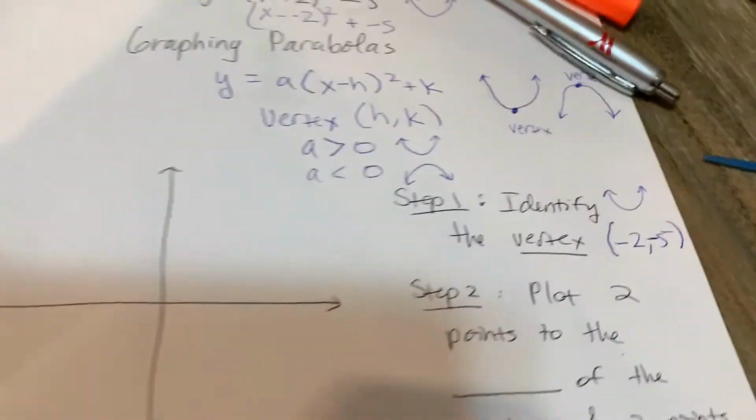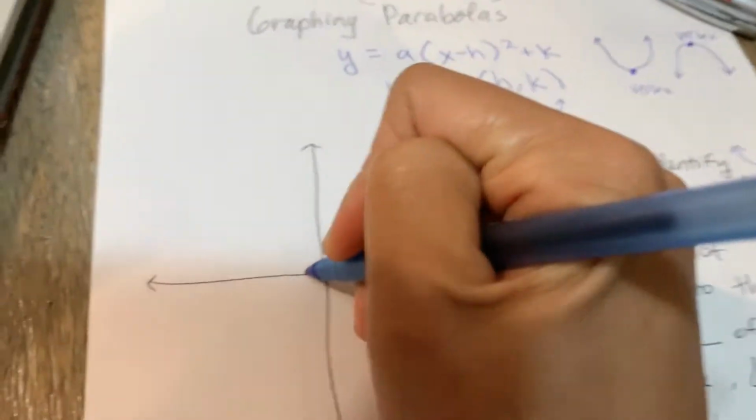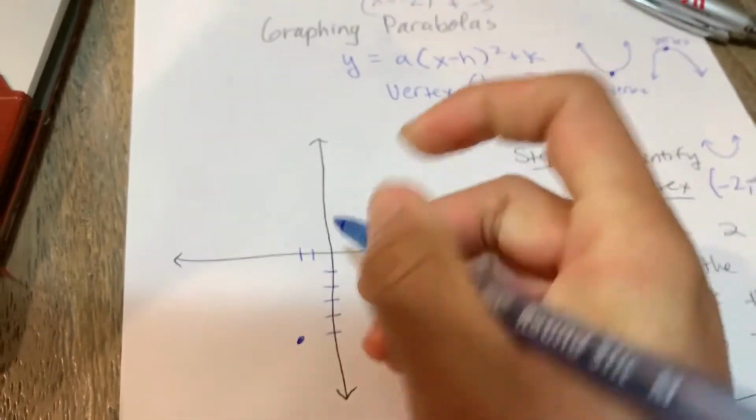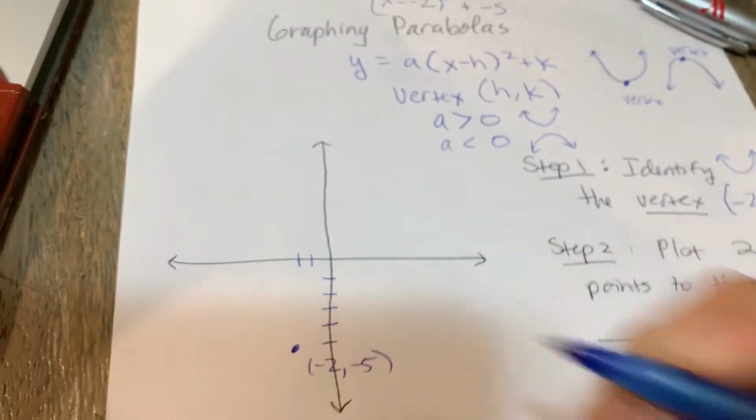So negative 2, negative 5. I'm going to identify the vertex. So negative 2 and then negative 5. So there's my vertex, right?